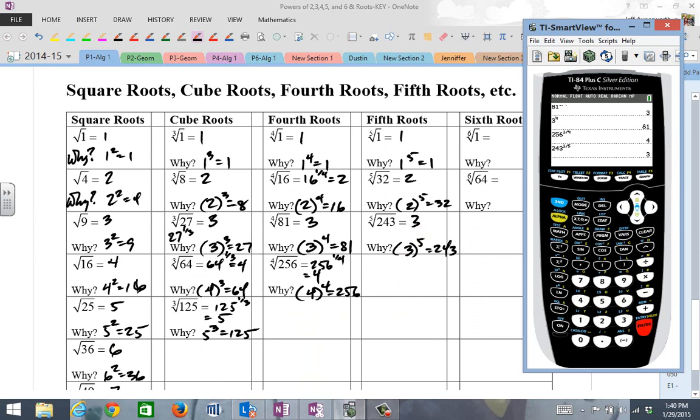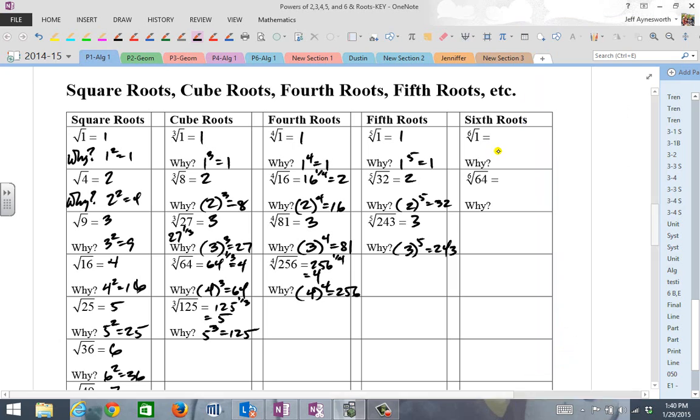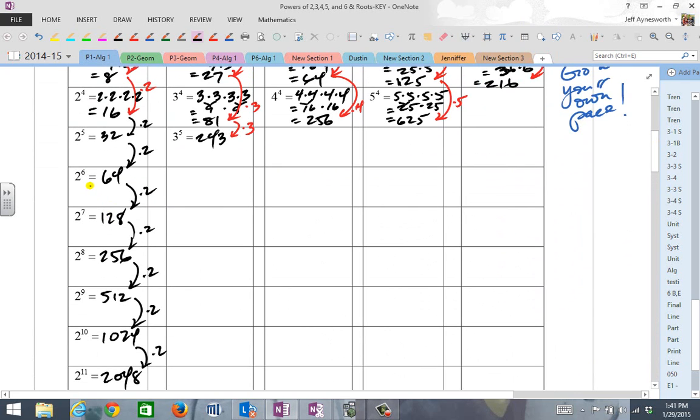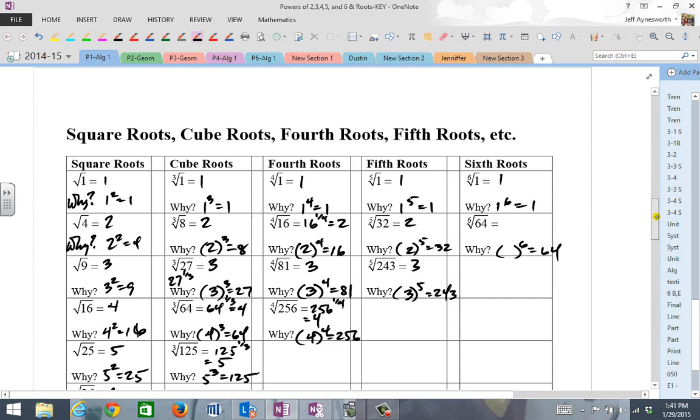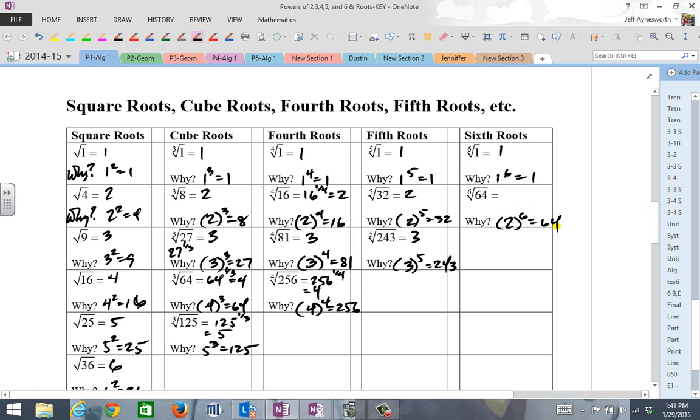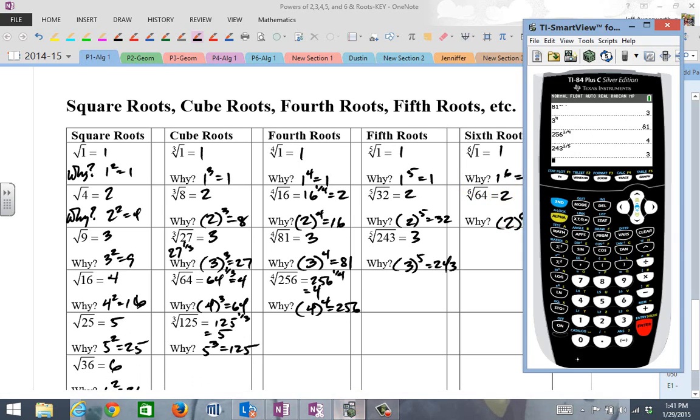Let's take a look at the sixth root of 1 is 1. Why? 1 to the 6 equals 1. But what number raised to the 6th power gives you 64? That's got to be a power of 2, so let's take a look at that. 6th power is right here. 2 to the 6 equals 64, so the 6th root of 64 gets you back to 2. Let's check that. 64 raised to the 1/6 power is 2. There we go.